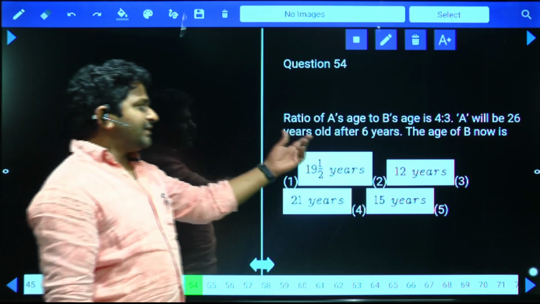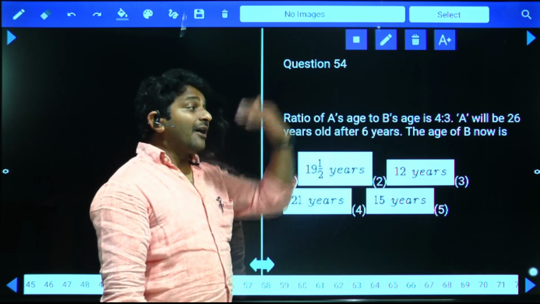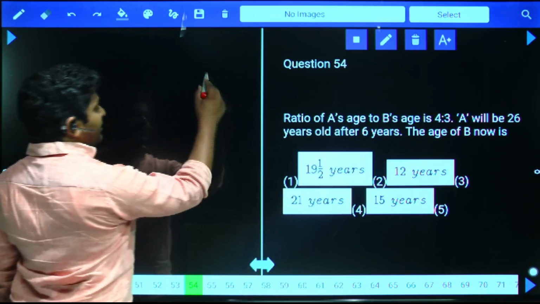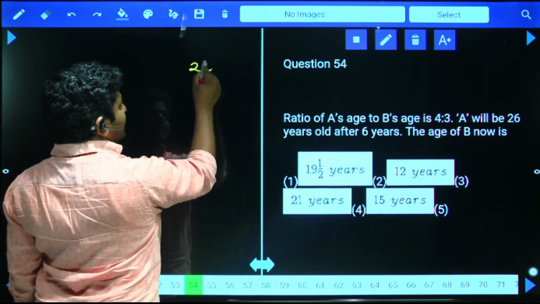Next. The ratio of A's age to B's age is 4:3. A will be 26 years old after 6 years. Then present age of A should be 26 minus 6, that is equal to 20 years.